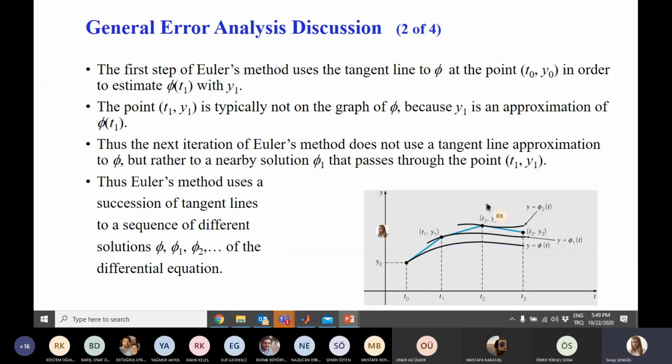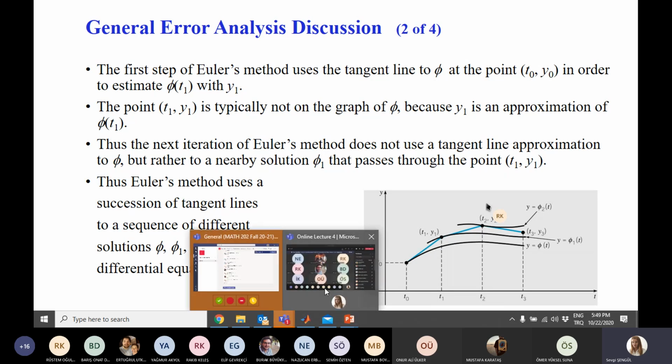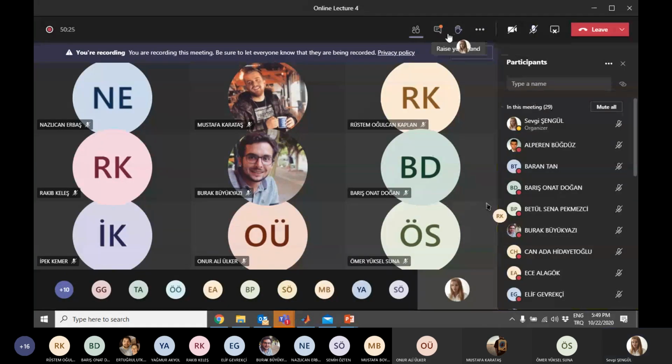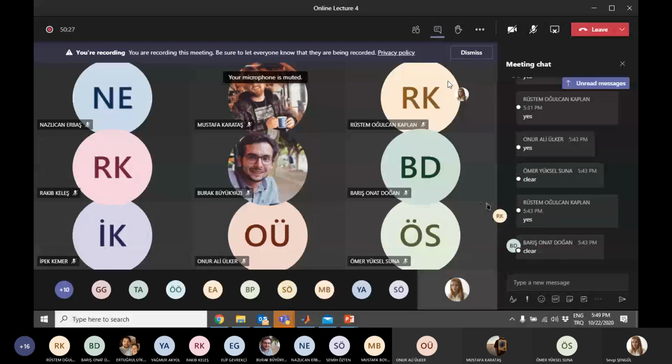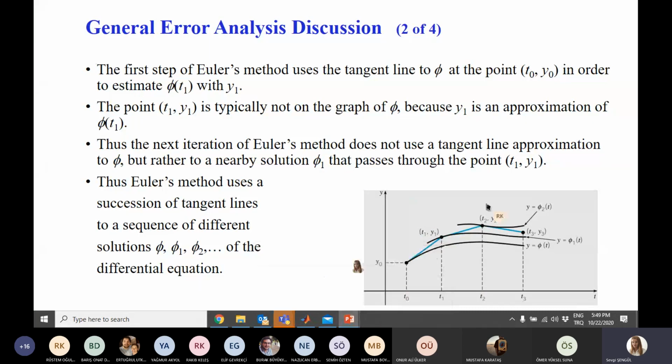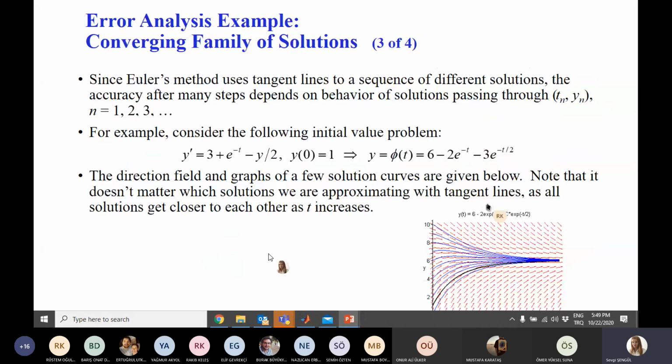Just as I said, as long as your solution is not linear, Euler's method is going to work, but the error can be big. If you don't want to get a big error, you need to choose your step size as small as possible. Okay?